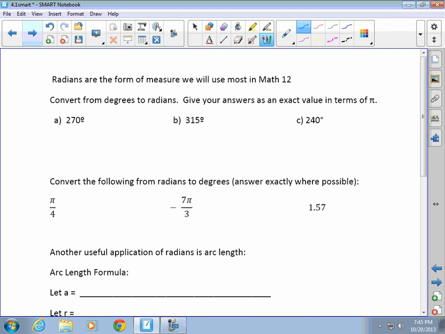So to convert from degrees to radians, give your answer in the exact value in terms of pi. So what that's saying is that you don't want to do any reducing in cases where you can't. So I have 270 degrees. If it's a degree, that means I'm going to a radian. So that means that I need to have degree in the bottom. So that means I'm going to multiply by pi over 180.